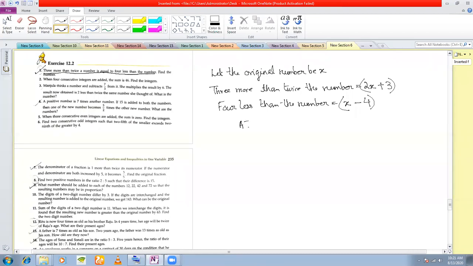So according to the problem, 2x plus 3 must be equal to x minus 4. So we have got the equation. Now we need to solve this linear equation. There are no fractions, so only take the x's on one side. 2x, this x comes from this side to this side, so 2x minus x. This plus 3 moves from this side to this side, so minus 4 minus 3. So that means x is equal to minus 7. So your number is minus 7.